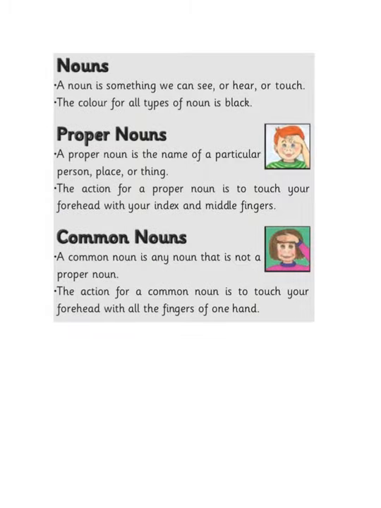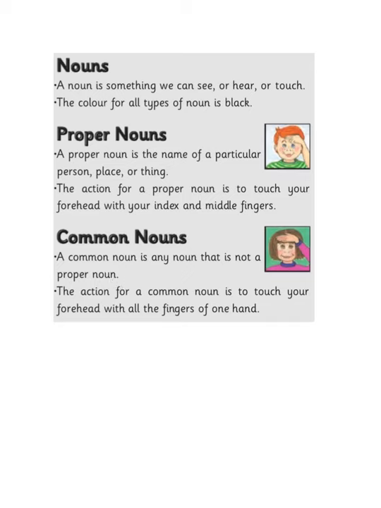Let's start with nouns. A noun is something we can see or hear or touch. Basically, we will be learning 2 types of nouns, proper nouns and common nouns. Later, we'll be learning more types of nouns. Proper noun: a proper noun is the name of a particular person, place, or thing. A common noun is any noun that is not a proper noun.